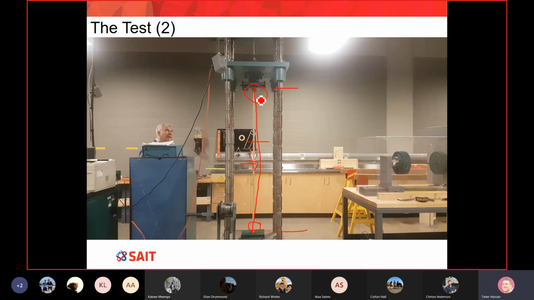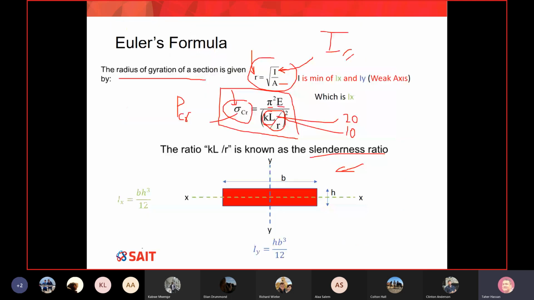So in this picture, you basically see the height. We're not talking about the height right now. We're talking about the cross section. The cross section here is B times H, and in this picture, it looks like B is larger than H. Now, when we apply compression and my column buckles, does it buckle around the strong axis or the weak axis?